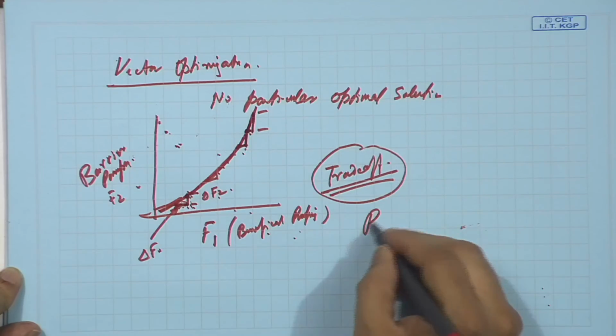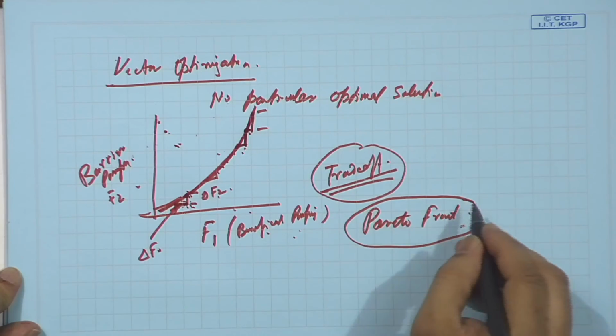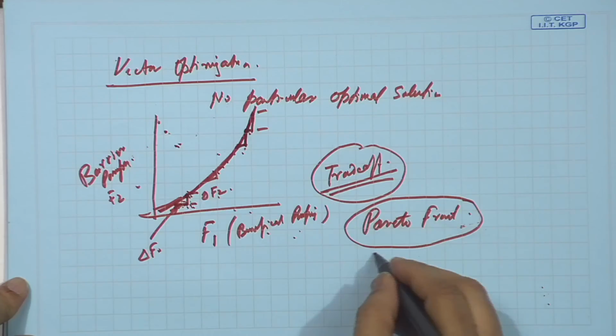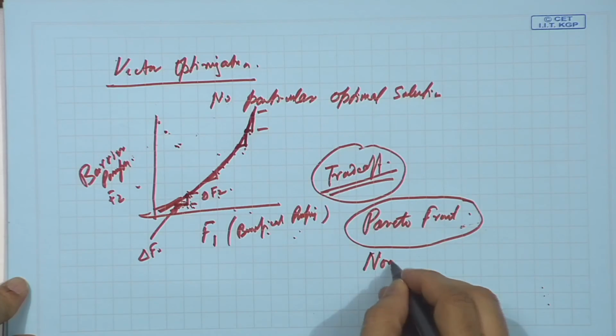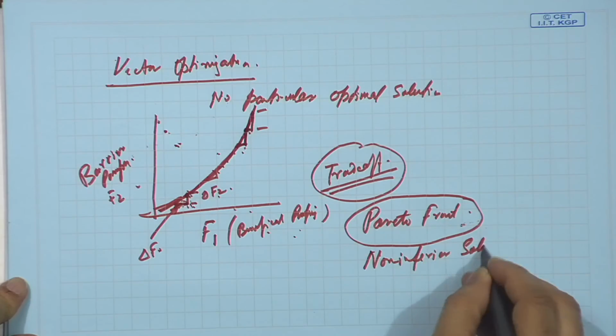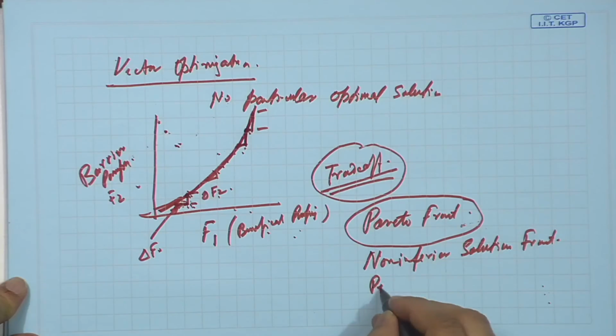Now this is called the Pareto front. For a multiple objective optimization problem, this Pareto front is also called the non-inferior solution front, and also called Pareto optimal solutions.